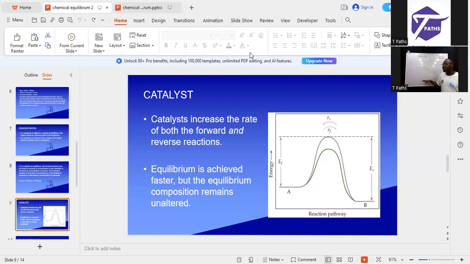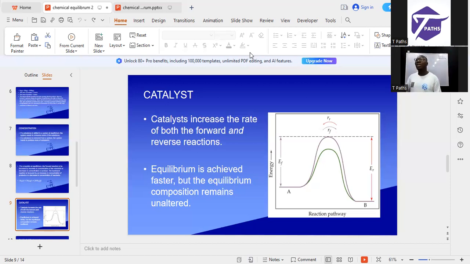So if you have a catalyst, what happens? You can also see that the equilibrium is achieved faster. But you observe that the equilibrium composition will remain what? Unaltered. The amount of the substance, the composition, should not be changed. You need to note that very, very well.